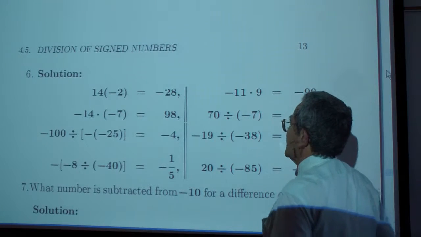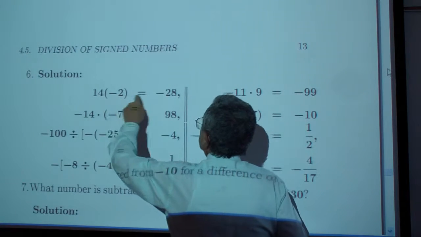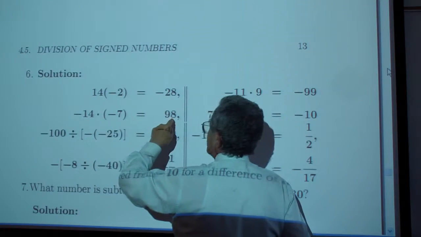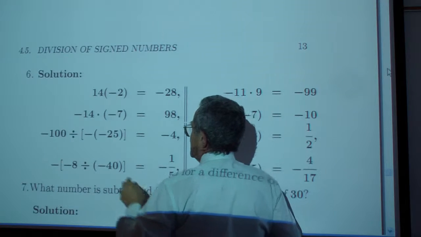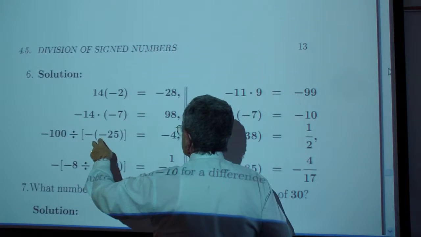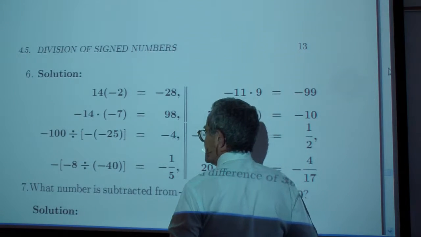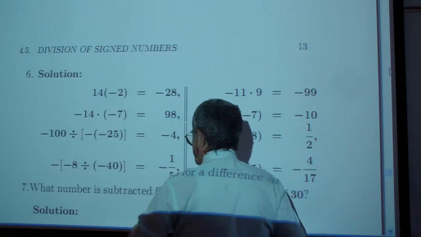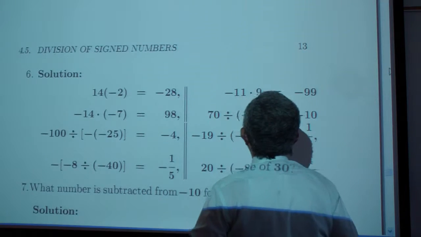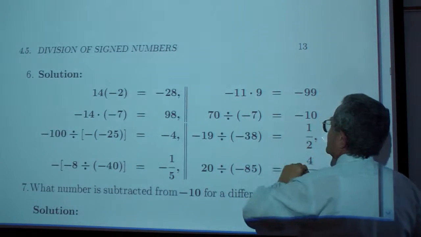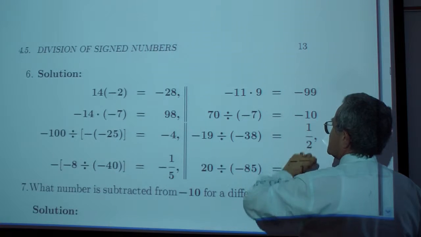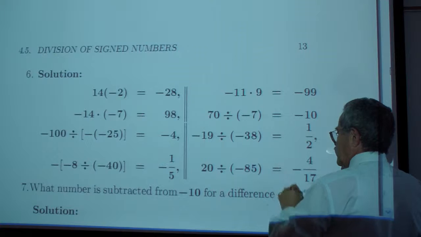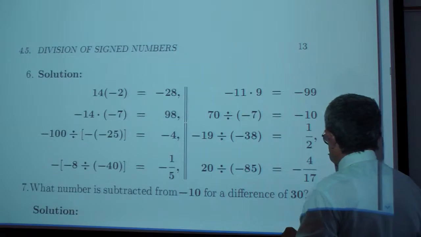We also have 14 times negative 2, negative 28, negative 14 times negative 7, positive 98, negative 100 over positive 25, negative 4. The opposite of 8 over 40, the opposite of 1 over 5, negative 99, negative 10, positive 1 half, and negative 4 over 17.